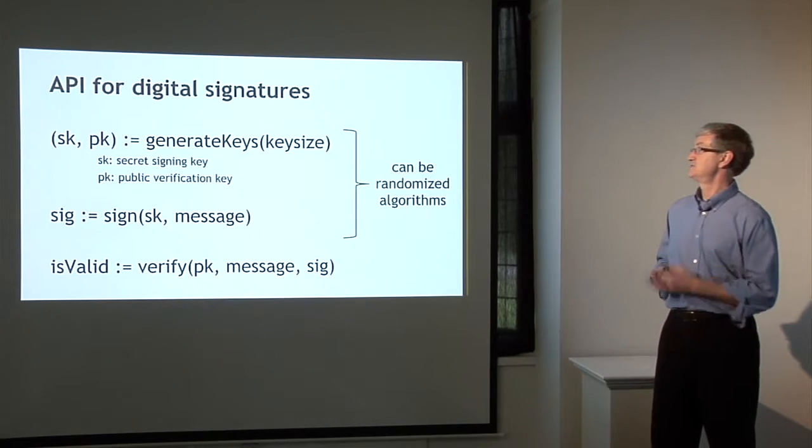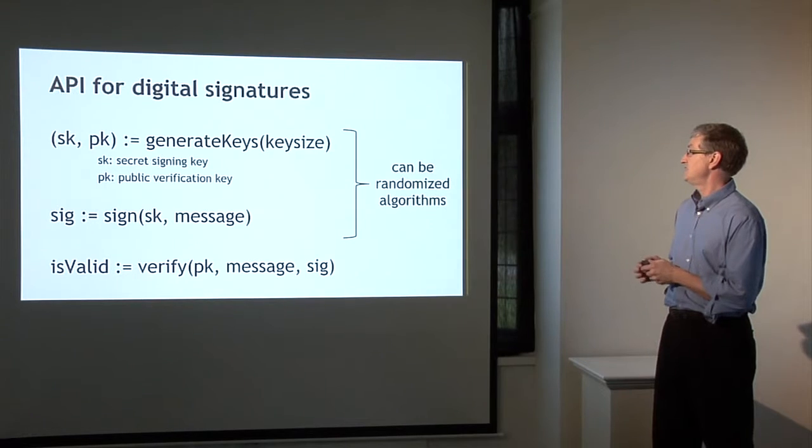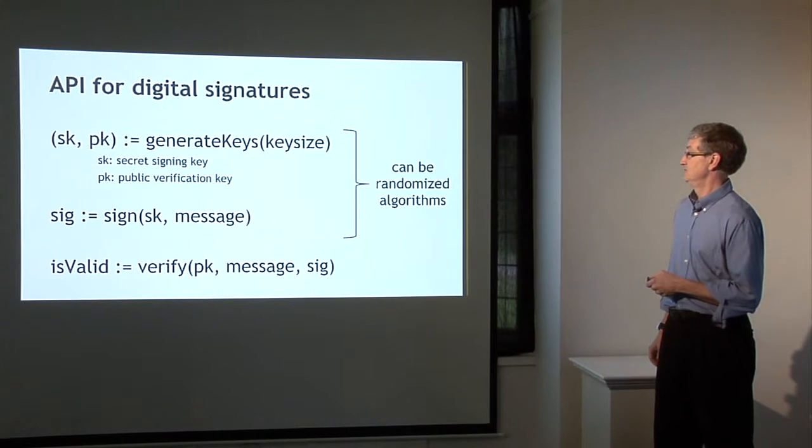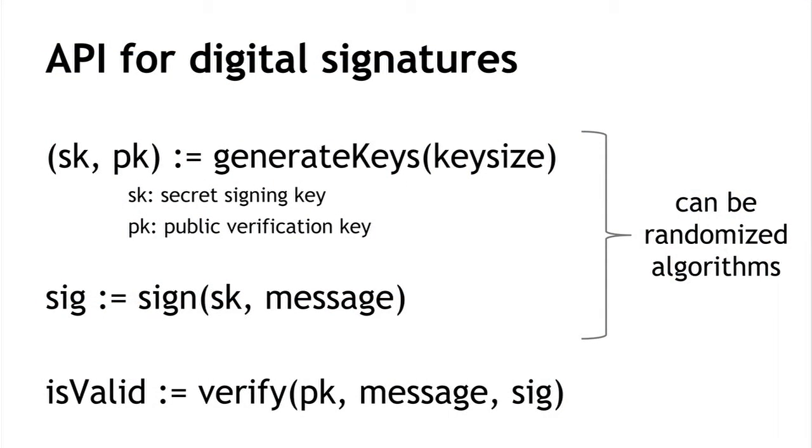So let's get into the nuts and bolts. Here's an API for digital signatures. There are three operations that we need to be able to do. The first one is that, in the beginning, we need to be able to generate keys. So we have a generateKeys operation, and we tell it a key size: how big in bits should the keys be? This produces two keys, SK and PK. SK is a secret signing key, information you keep secret that you use for making your signature. PK is a public verification key that you give to everybody, and anybody can use it to verify your signature when they see it.